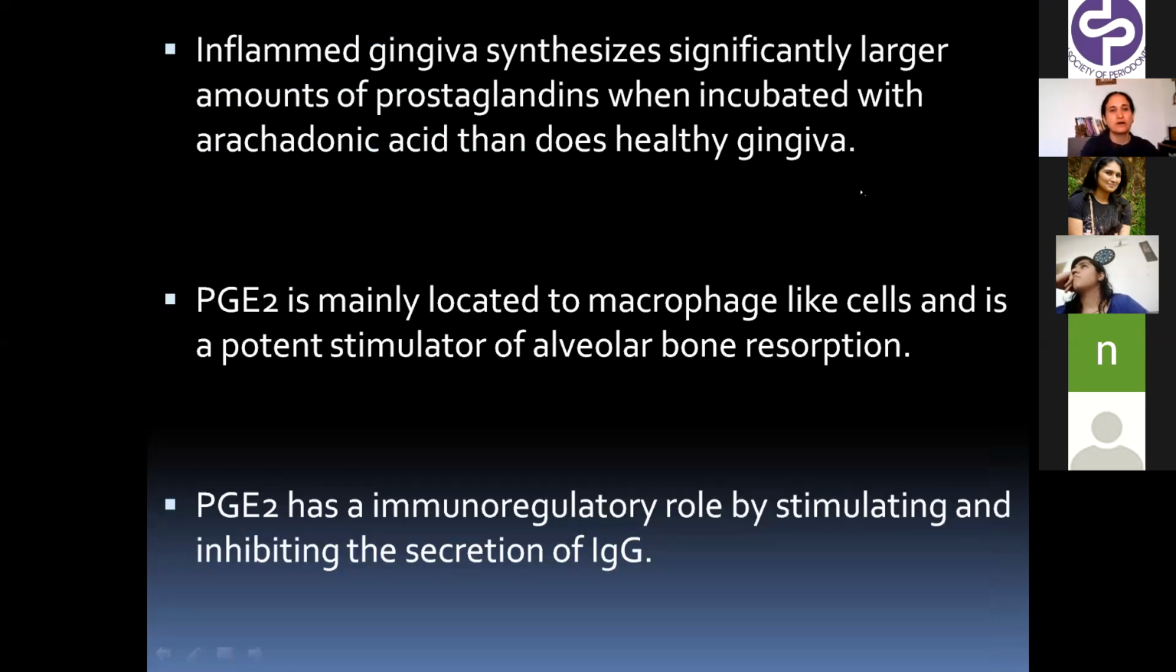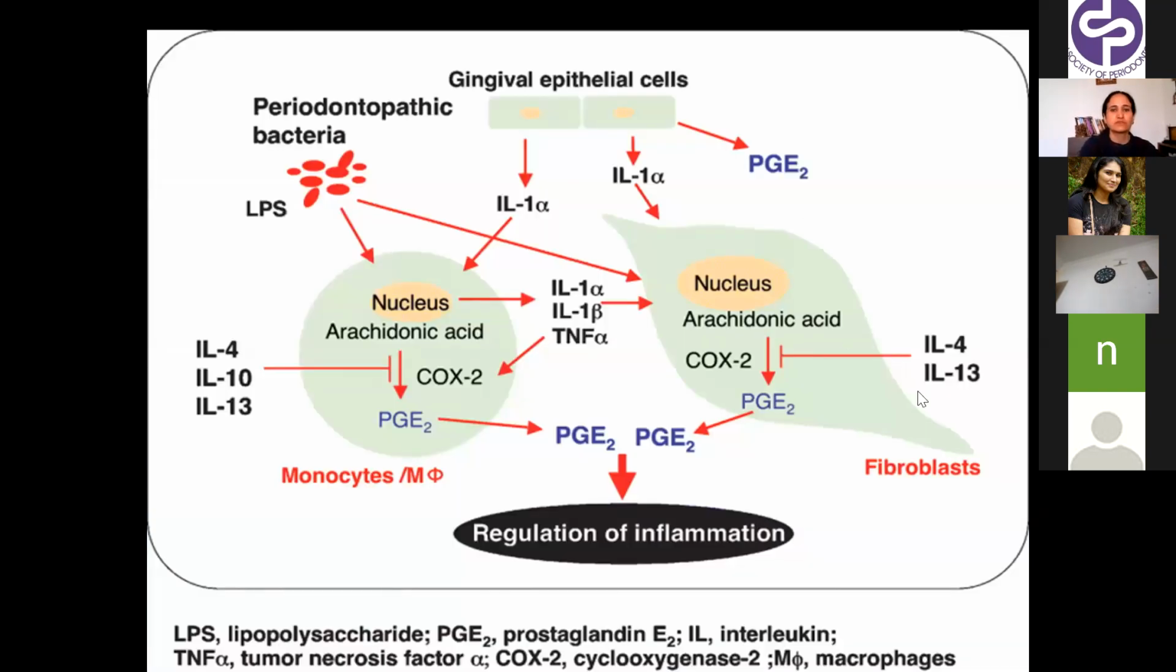Why are we studying these lipid mediators? They also recruit different types of cells, and PGE2 is mainly important. It is mainly located in macrophage-like cells and is a potent stimulator of alveolar bone cells. Earlier, we used the term OAF, osteoclast activating factor, which led to bone destruction. That same OAF was later designated as IL-1. So IL-1 and PGE2 are important from the bone resorption point of view. You need to remember that. PGE2 is also important in the regulation of inflammation.